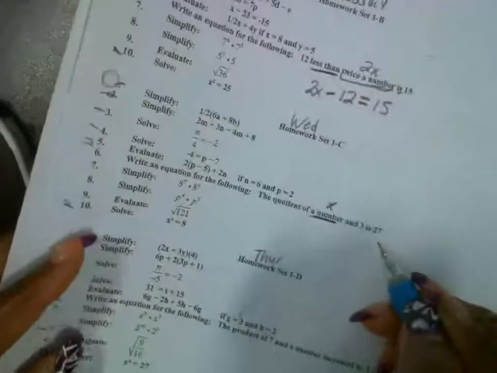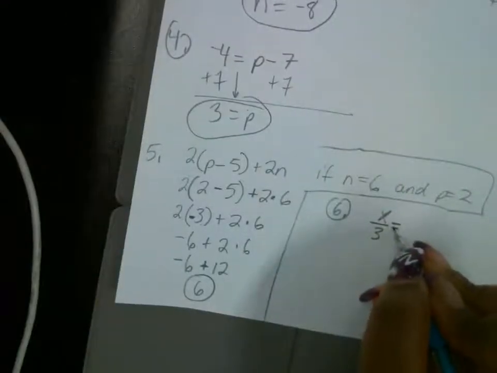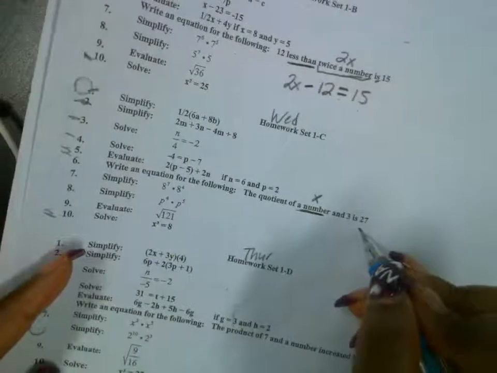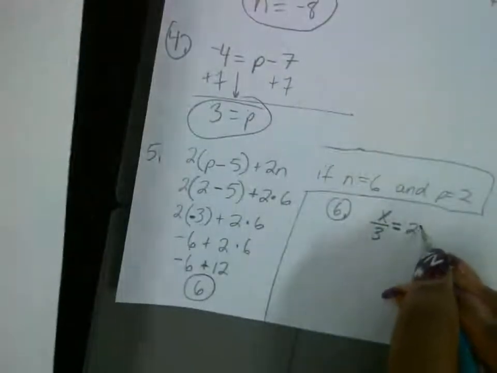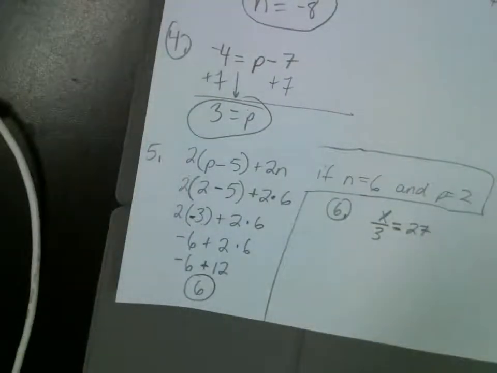What is equal? And what is it equal to? 27. So this is the equation. Raise your hand if you wrote the equation correctly. Oh, you wrote, no, that's okay.